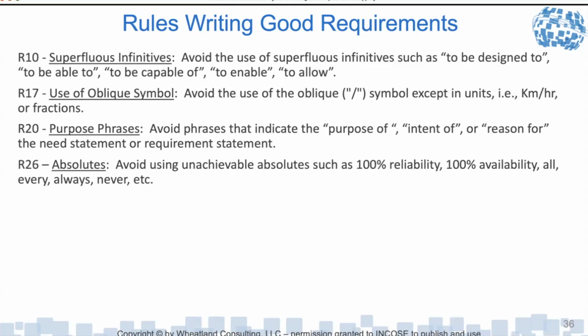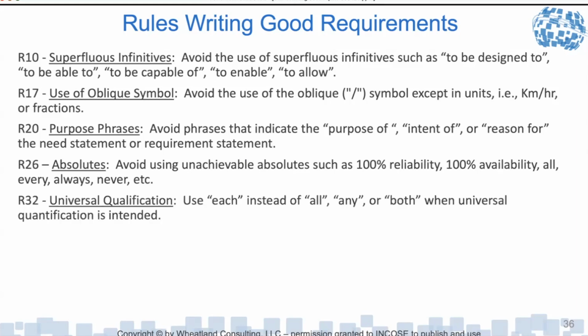And absolutes: we want to avoid using unachievable absolutes such as 100% reliability, 100% availability, all, every, always, never, etc. How can you build a system that's 100% reliable and never fails? That's available 100% of the time, which means it's never down for any other reason. How can we say it never does something?